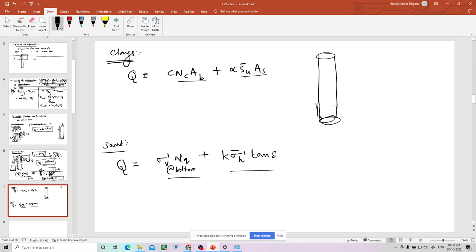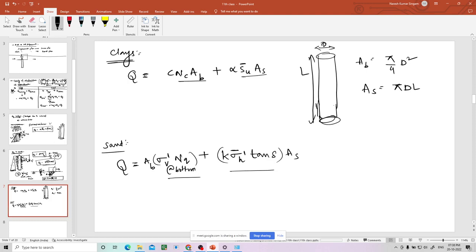How do you calculate AB? AB will be pi by 4 d square, if this is d and this is L, and AS will be pi dl. Sorry, I did not multiply AS here as well as AB here. Pi dl. So this is how we will calculate. I hope you understood these formulas.